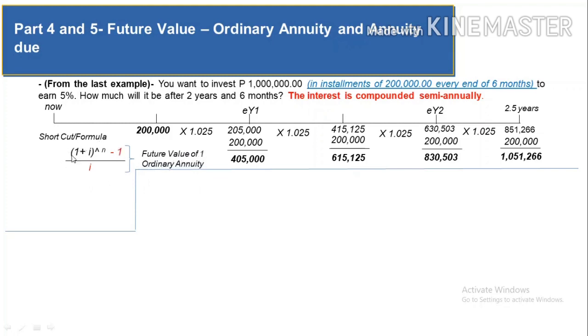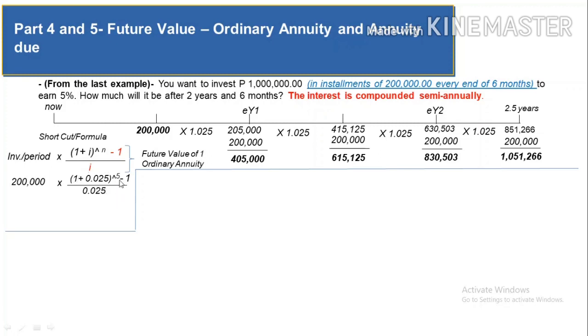And what are we going to do with this future value factor? Of course, you multiply that with the investment per period. So let's have the proof. Let's substitute the elements of this formula with the given in the problem. So your investment is 200,000 times 1 plus 0.025 raised to the power of 5 minus 1 over 0.025.